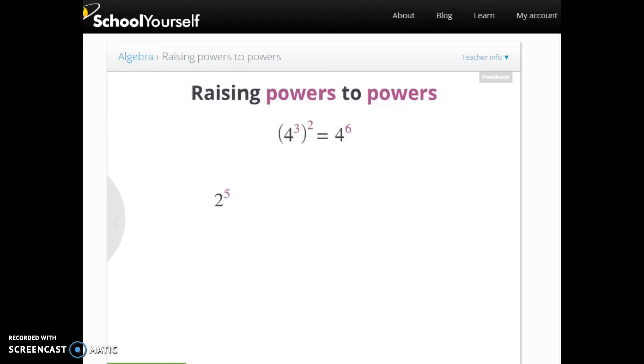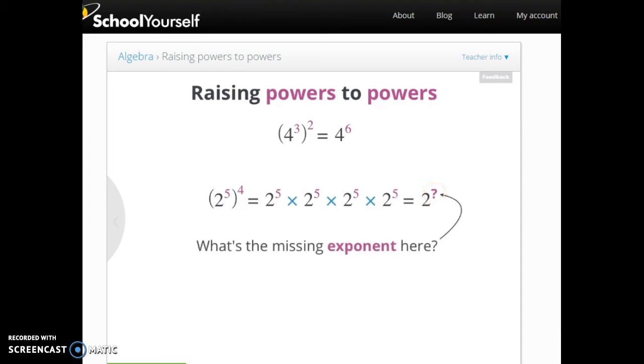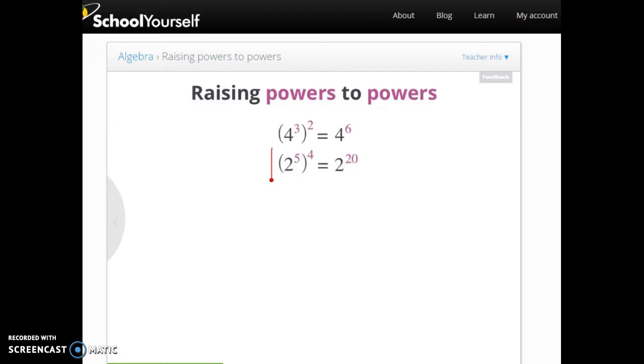Suppose you're raising 2 to the fifth power, and then you raise that to the fourth power. So that's 2 to the fifth times 2 to the fifth times 2 to the fifth times 2 to the fifth. This equals 2 raised to what power? Exactly, we're multiplying a total of 20 2's here, so this is 2 to the 20th power. So 2 to the fifth to the fourth equals 2 to the 20th.